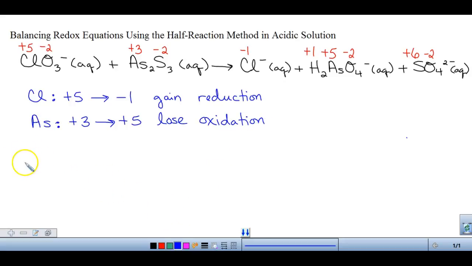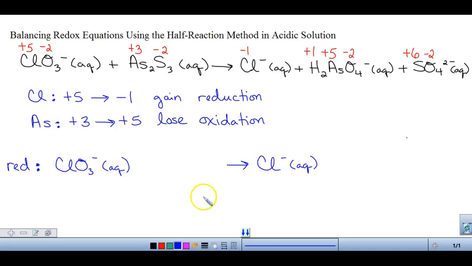Alright, so let's start with the reduction half. Alright, so chlorine is our species that is reduced. So we only need the chlorate ion from the reactants. I'm going to leave some space because we'll have to add some things here and there. And then chlorine only appears on the product side here as the chloride ion. Our oxidation half is going to be longer. Alright, I'm going to switch colors here.